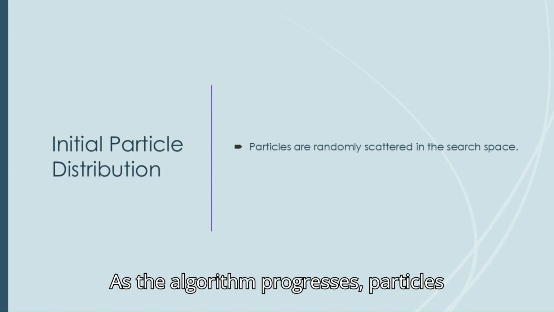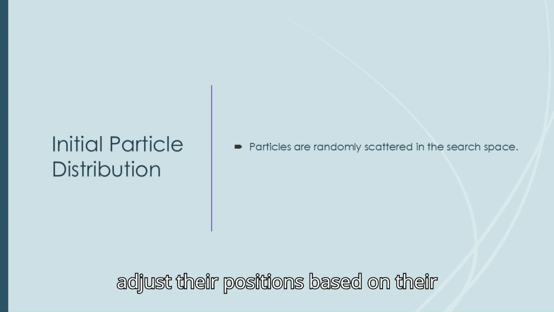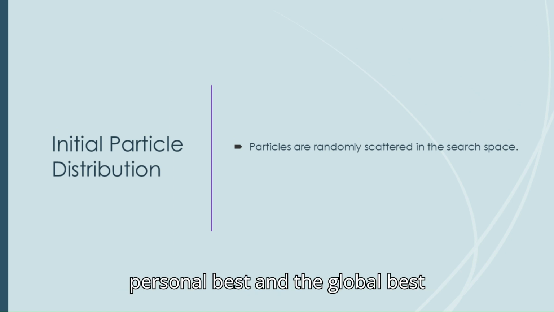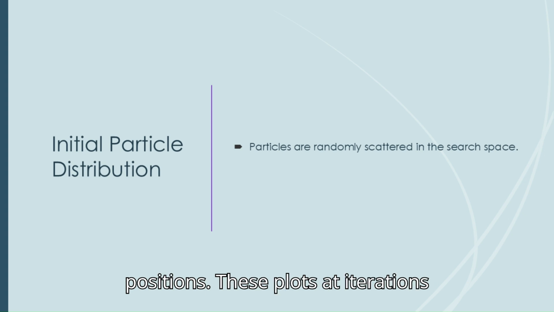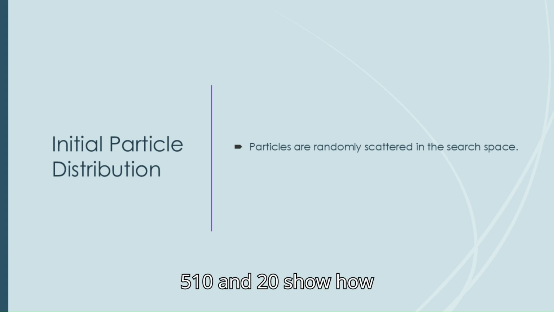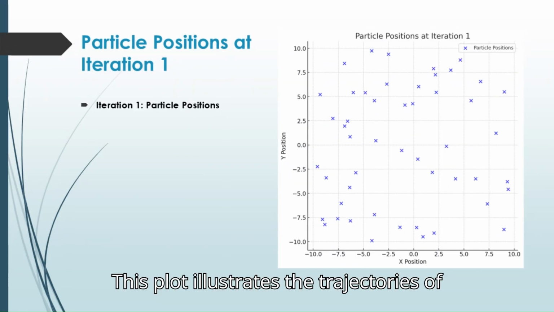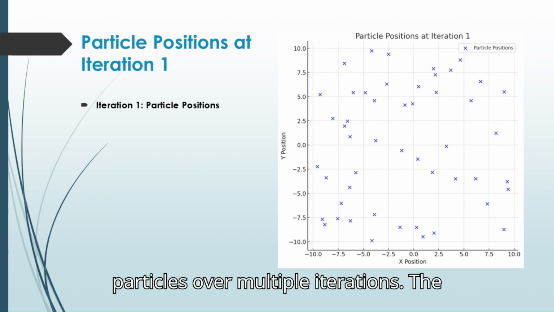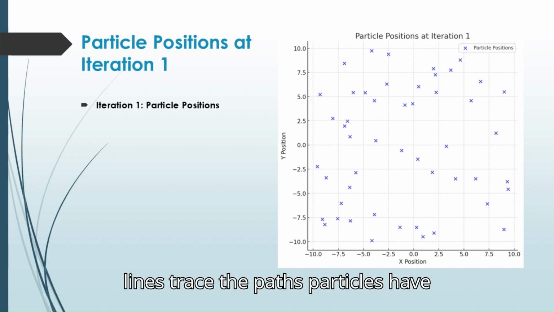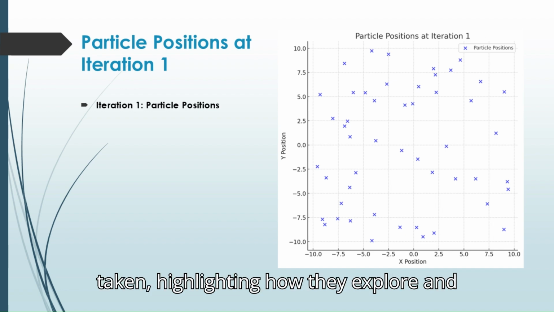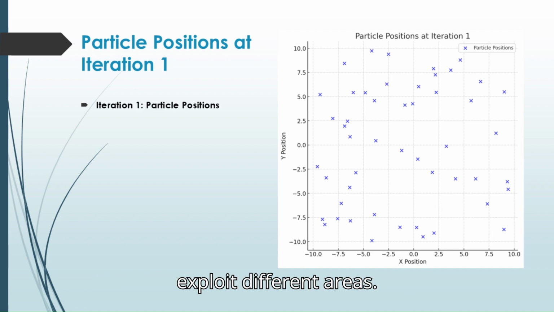As the algorithm progresses, particles adjust their positions based on their personal best and the global best positions. These plots at iterations 5, 10, and 20 show how particles are moving through the search space. This plot illustrates the trajectories of particles over multiple iterations. The lines trace the paths particles have taken, highlighting how they explore and exploit different areas.